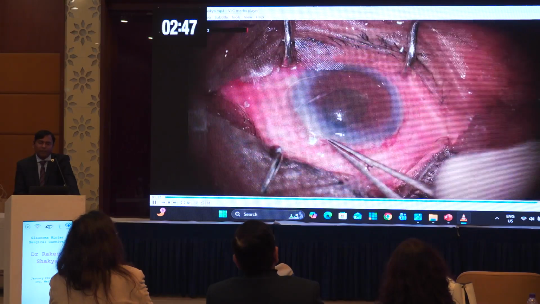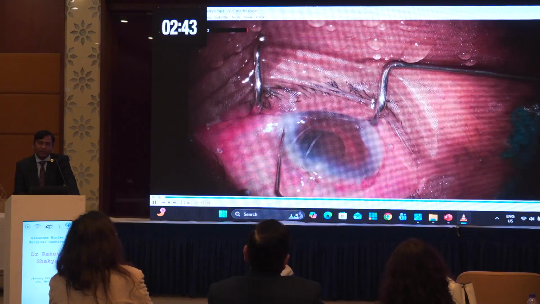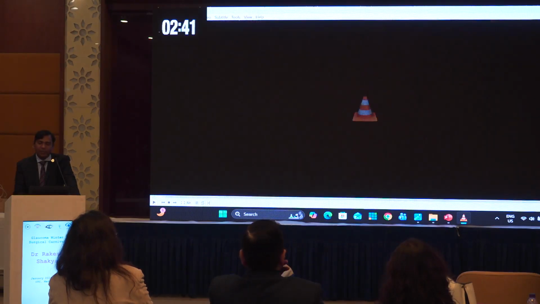And after that, we titrate the patient, remove all the viscoelastic, and then do the hydrostitch, and put the air bubble also.